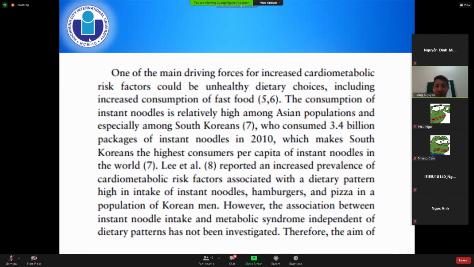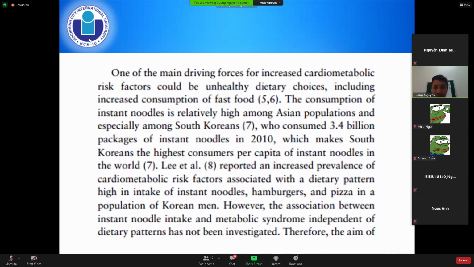Okay. So the consumption of instant noodles is relatively high among Asian populations, and especially among South Koreans, who consumed 3.4 billion packages of instant noodles in 2010, which makes South Koreans the biggest consumers per capita of instant noodles in the world. Okay, number 7.